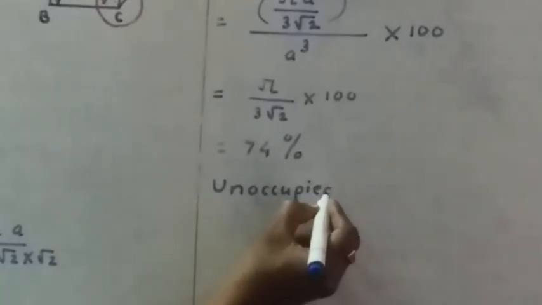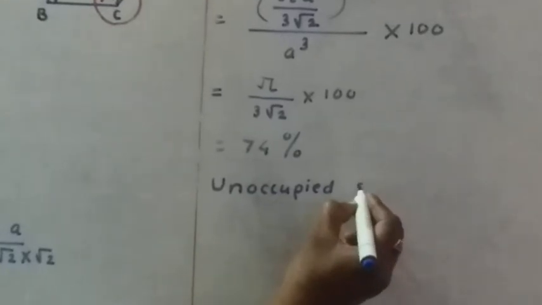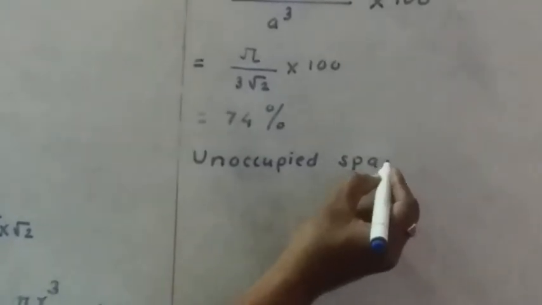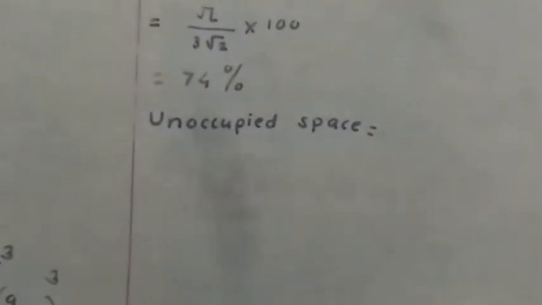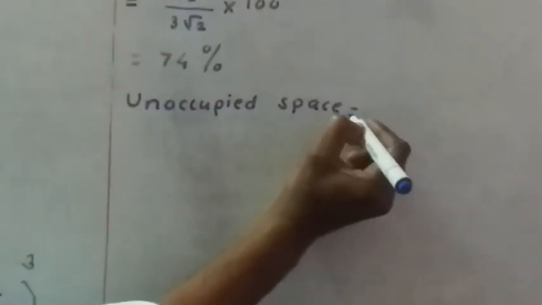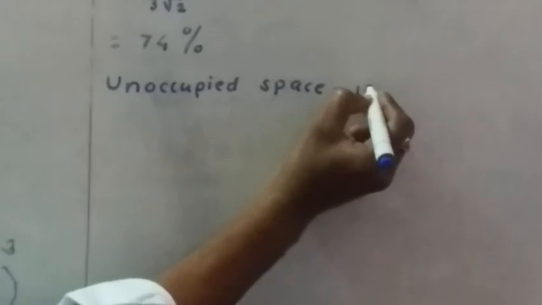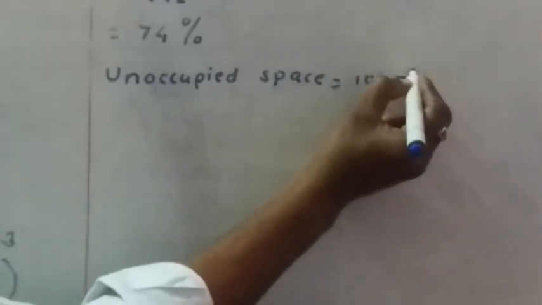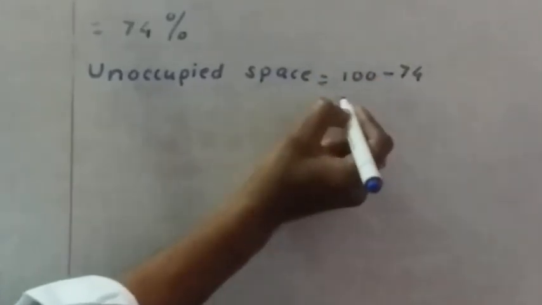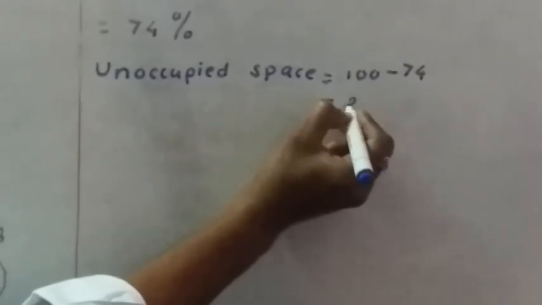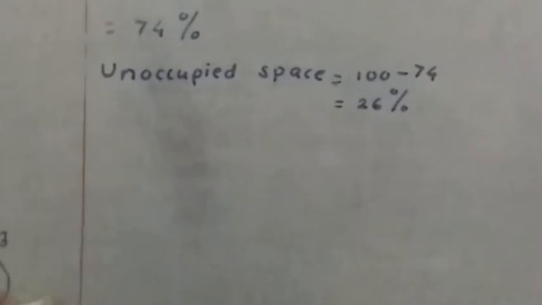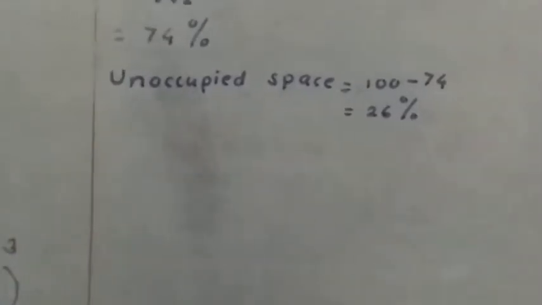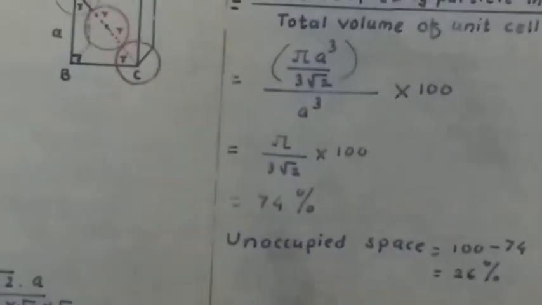Now the unoccupied space or void is 100 minus 74. Unoccupied space in this face-centered cubic lattice is 100 minus 74, that is 26%. So in this way we have calculated the packing efficiency and unoccupied space.